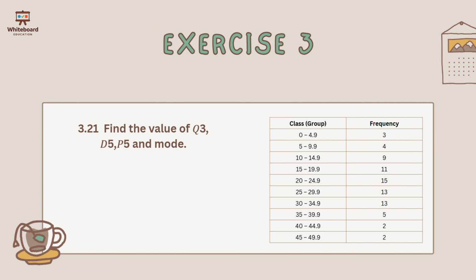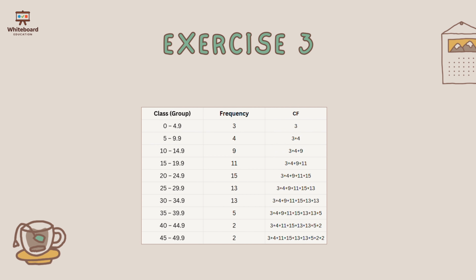Next question, 3.21. Find the value of quartile 3, decile 5, percentile 5 and the mode of this dataset. So, first of all, the most important column to find all this is the cumulative frequency column. In that we add all the preceding frequencies into the next rows, which will look something like this.